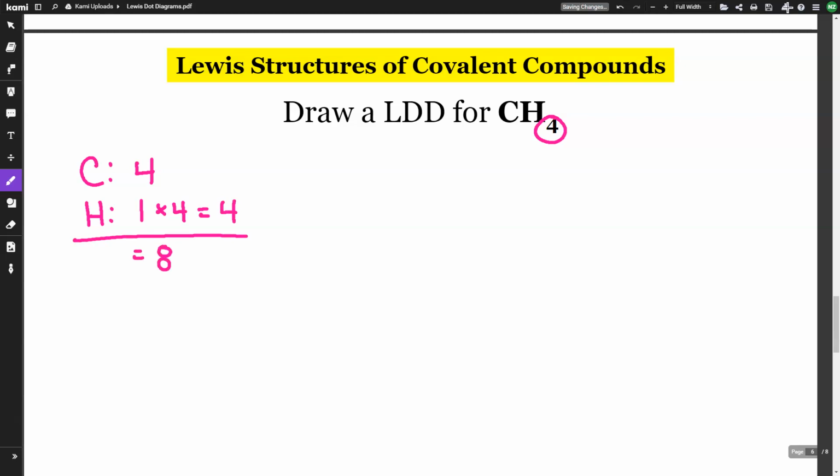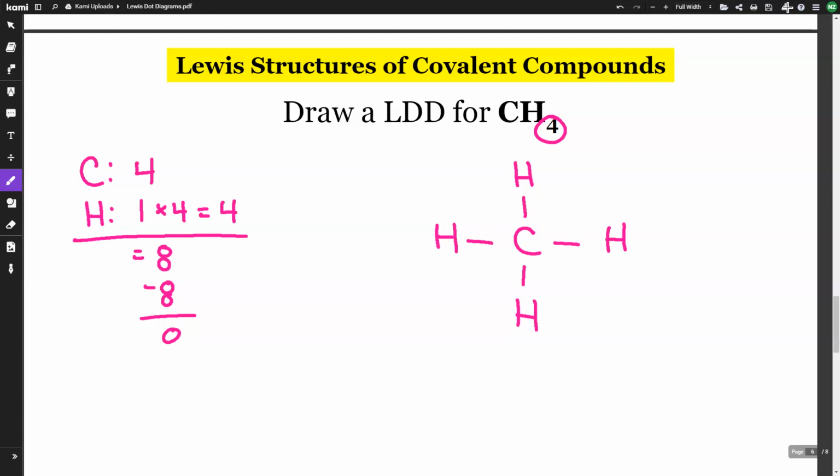Now this example has carbon, so we're going to put carbon in the middle, and we are going to make sure that hydrogen is all around it because it's in the middle. So it'll set up like this. And now we are going to bond everything. 2, 4, 6, 8.